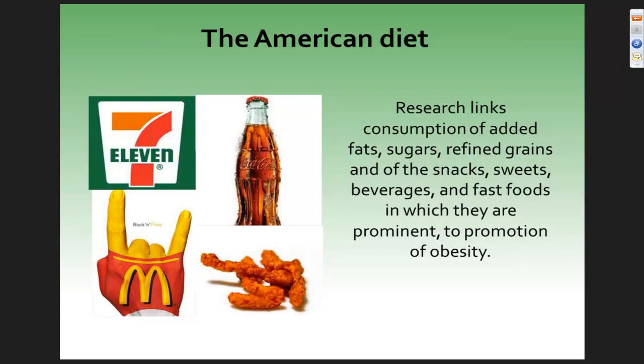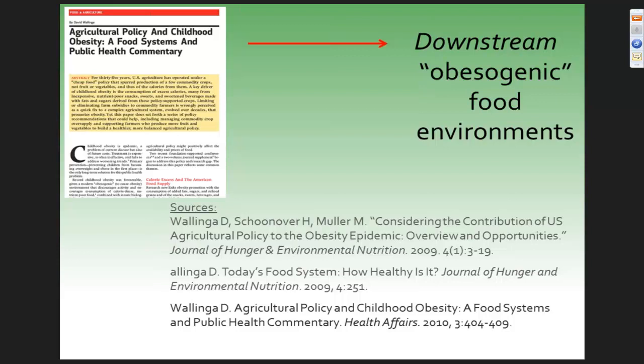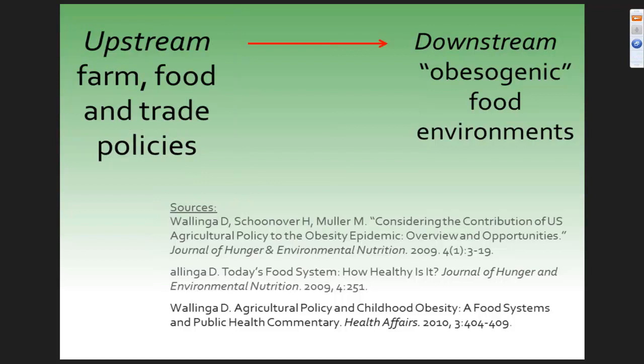around the obesity epidemic. We know, and I think Dr. De Schutter talked about this, that consumption of diets high in added fats, sugars, refined grains, and of the processed foods, snacks and sodas derived from them, in fact promotes obesity. And here at IATP, we've looked at what would be called obesogenic food environments, and in a series of papers, we've looked upstream at how farm, food, and trade policies may help to create those environments.